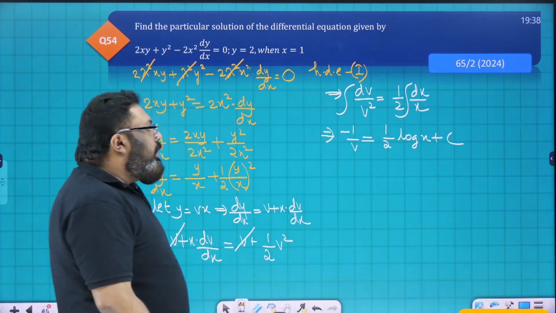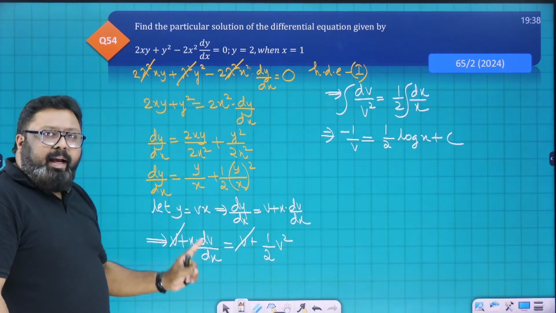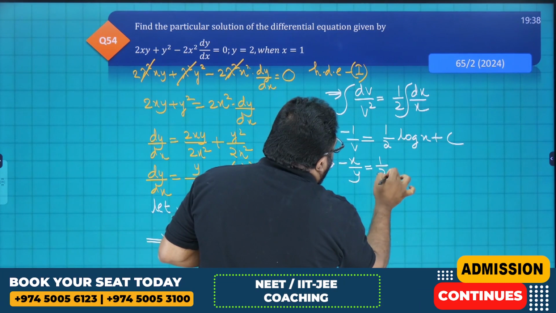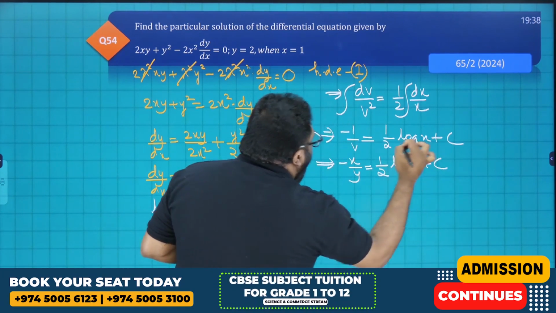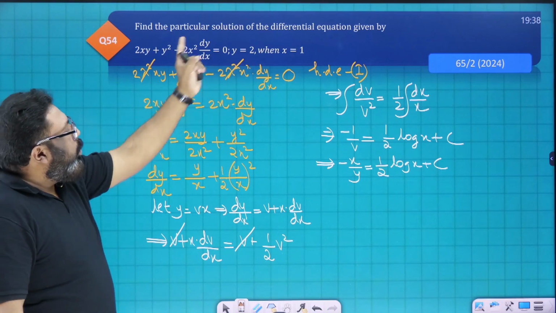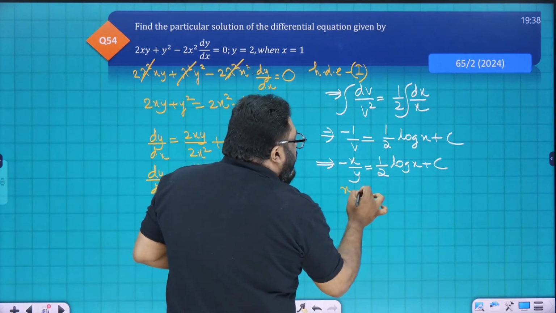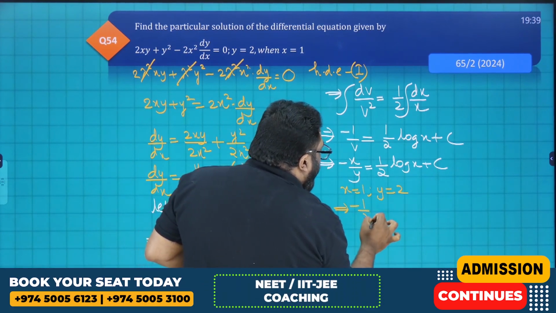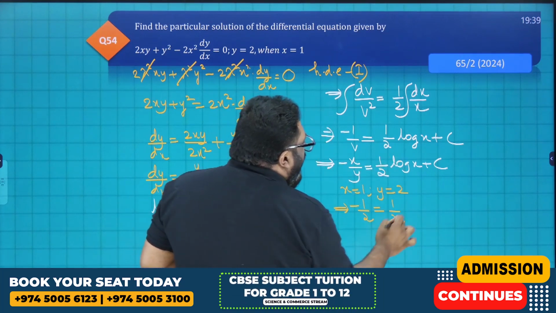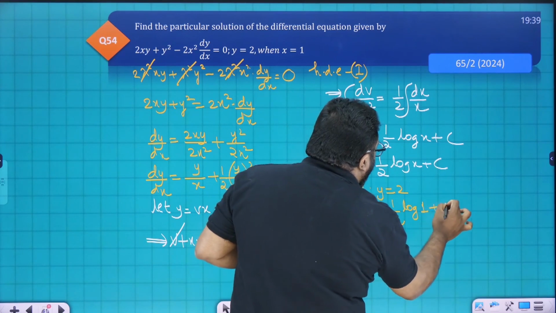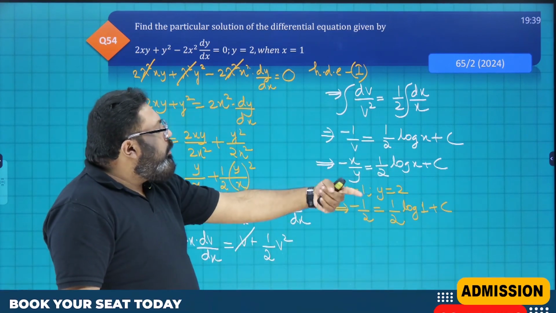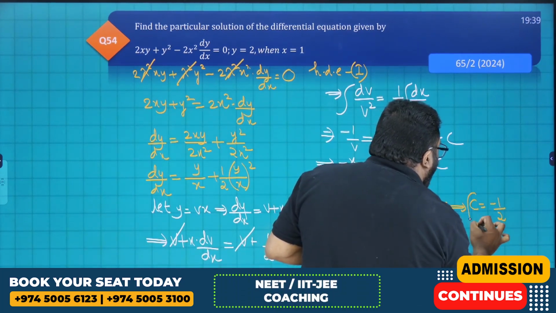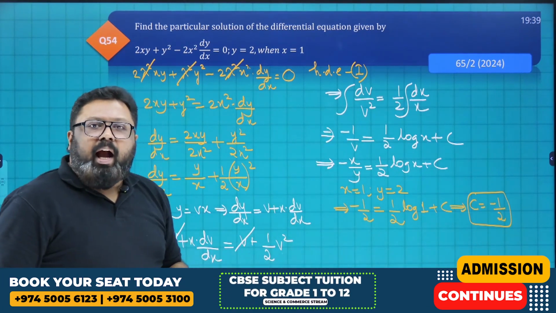log x plus c. Minus 1 by v is equal to half log x plus c. So put back v is equal to y by x. So 1 by v is equal to x by y. So minus x by y is equal to half log x plus c. Put back x and y, my dears. x is 1, y is 2. x is equal to 1, y is equal to 2 implies minus 1 by 2 equals 1 by 2 log 1 plus c. Log 1 is 0. So half log 1 is also 0. So c is equal to minus half. I got my arbitrary constant c as minus half.